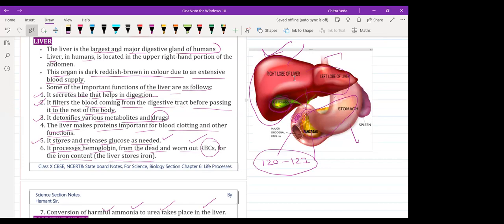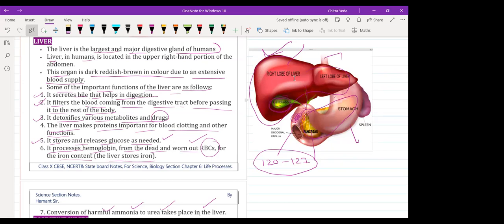Sir, can you explain the second important function once again, sir? Okay, the liver in humans is located in the upper right portion. The second important function is that it filters the blood coming from the digestive system where nutrients are being absorbed, right? Yes, sir. So those nutrients may contain toxic substances also.